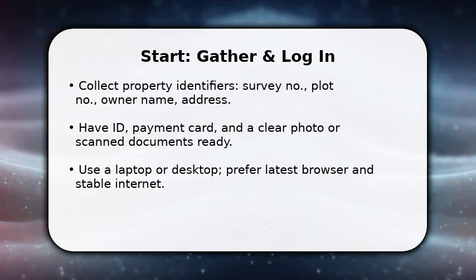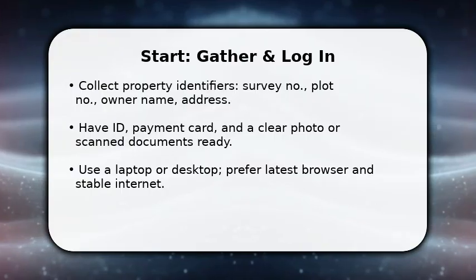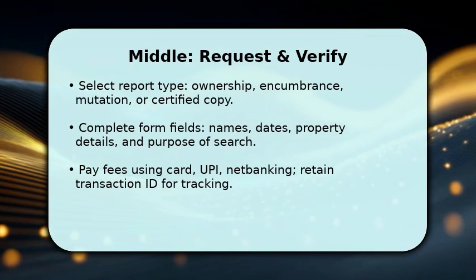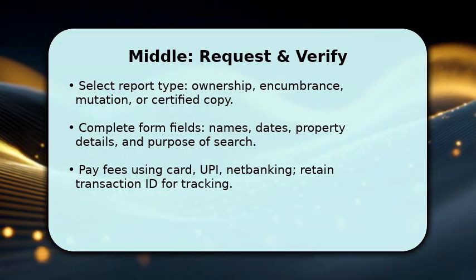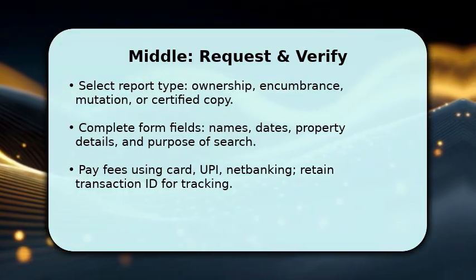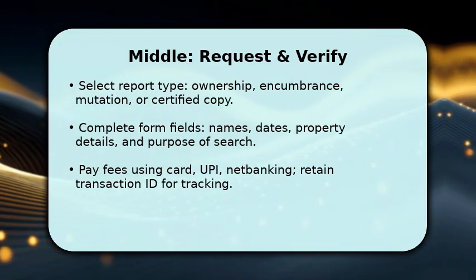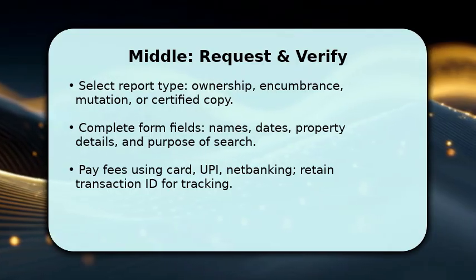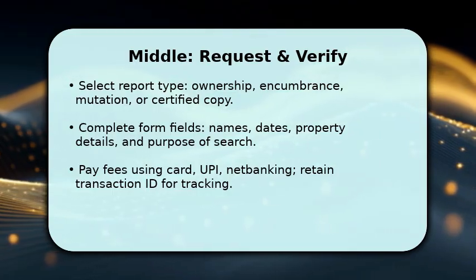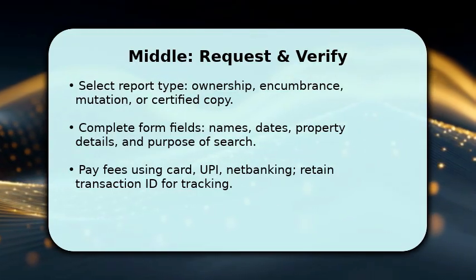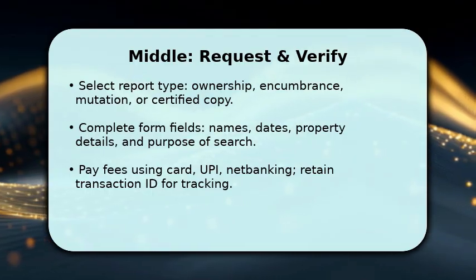Now you move into the detailed request stage. Choose the exact report type, ownership history, encumbrance, or certified copy because each contains different legal details. Then carefully fill the online form, matching every field to your gathered documents. Mismatches cause rejections. Once the form is complete, review charges and pay using your preferred method. Keep the transaction ID and confirmation.